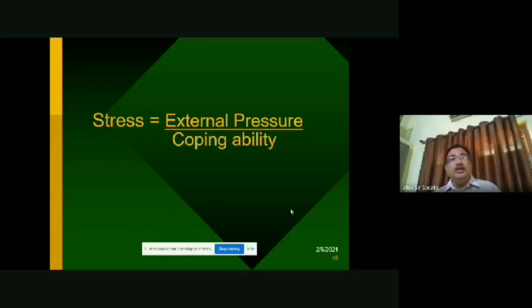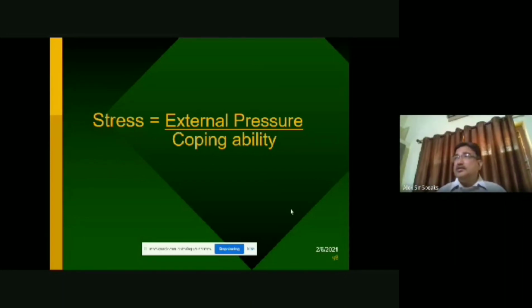So there are many external pressures: pressure from the workplace, from social life, from family life, from your finances, from friends and relatives. There are so many sources by which external pressure is built on us, and we are all prone to it. But can you change them? No. All these situations, all these sources will remain present. You cannot change the external pressure.